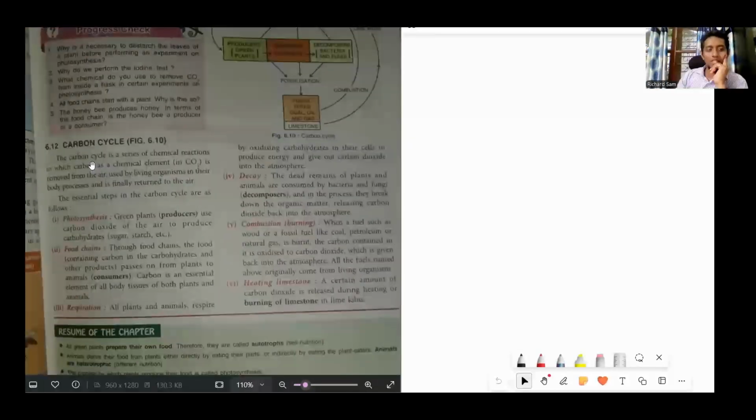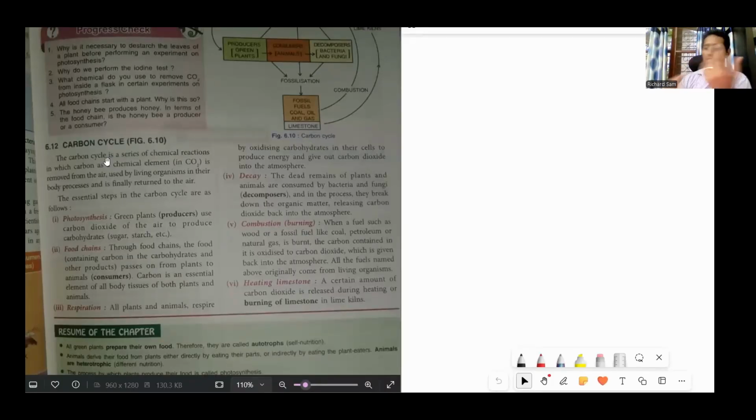Okay, the last topic here is the carbon cycle. So where is carbon present? Do we need carbon? Do we give out carbon? We are made of carbon. We eat carbon. We breathe out carbon. Yes, we are made of carbon because every cell in our body has carbon in it.